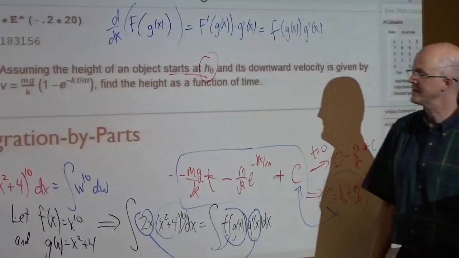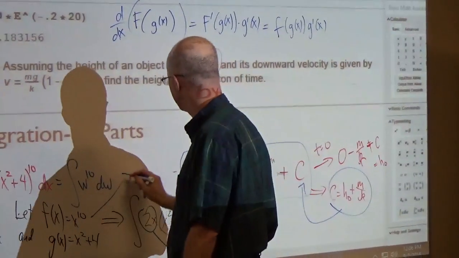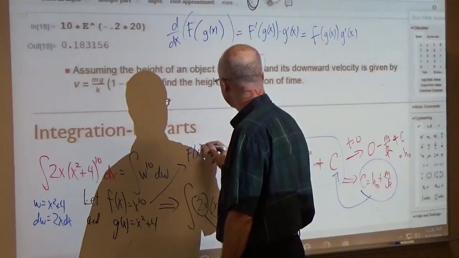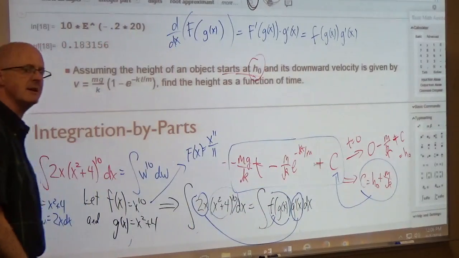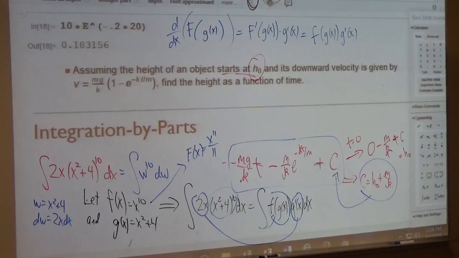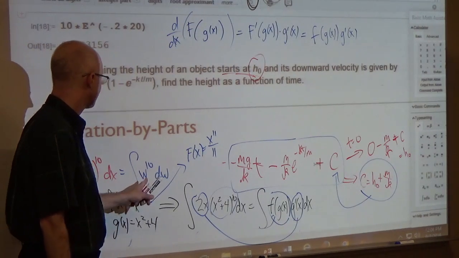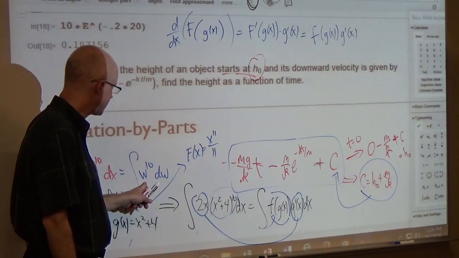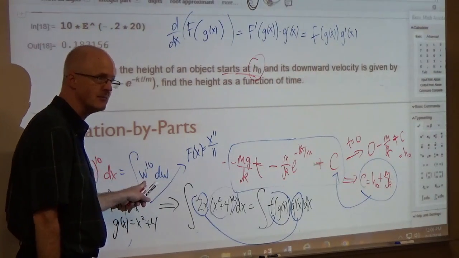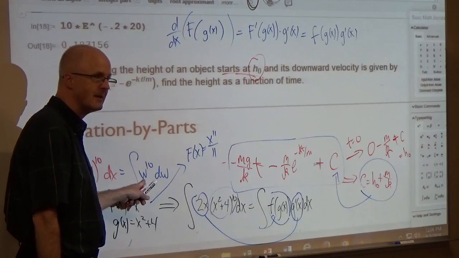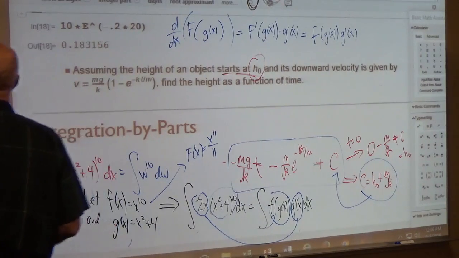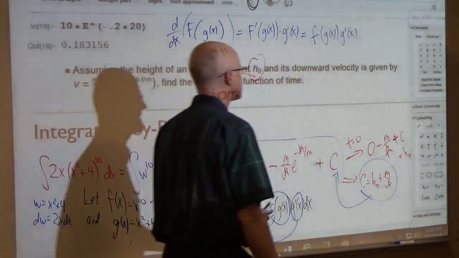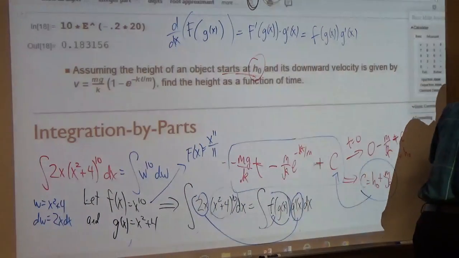What is capital F in this example? It's x to the 11th over 11 plus c, but you don't have to put a plus c, it's going to turn out. When you integrate this with respect to w, you really get capital F of w. I'm telling you all that to make more sense out of the equation I'm about to write.